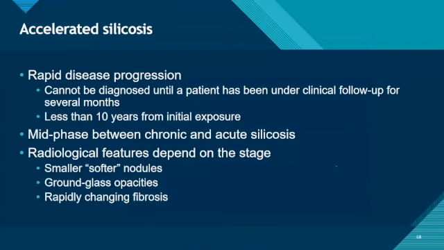Accelerated silicosis is essentially the same as chronic silicosis, except that it progresses a lot quicker. You can really only diagnose it if you follow up the patient a few times to see that their symptoms or imaging are worsening. It's commonly found less than 10 years after the initial exposure, and it's probably a mid-phase between chronic and acute. What you see on X-ray may depend on the stage, but most importantly the changes are all rapidly changing, particularly looking at rapidly changing fibrosis.